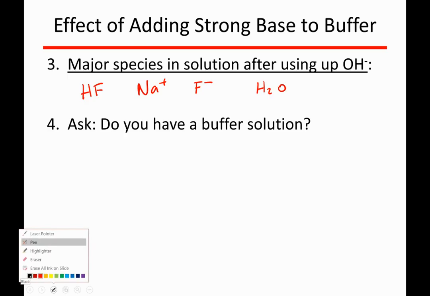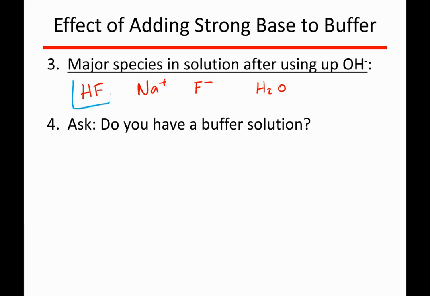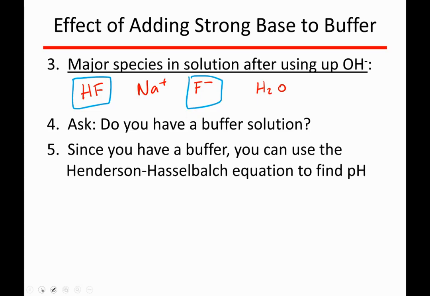Because we see that we have both a weak acid, HF, and its conjugate base, F minus, the answer to this question is yes. We do have a buffer. So we have both a weak acid, which you could generalize as HA, and its conjugate base, A minus, as major species. So since we have a buffer, the strategy that we can use to find the pH is simply using the Henderson-Hasselbalch equation. You could, if you really wanted to, make an ice table, but why? Let's just use the Henderson-Hasselbalch equation to find the pH when you have a buffer.